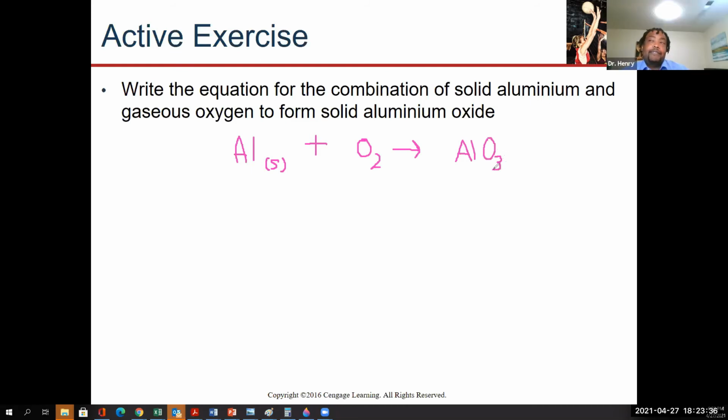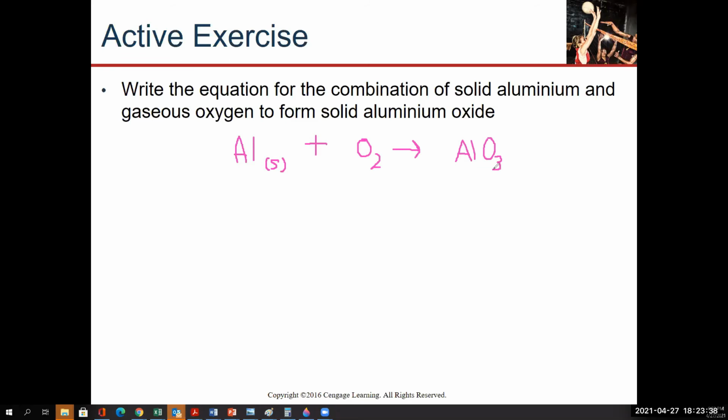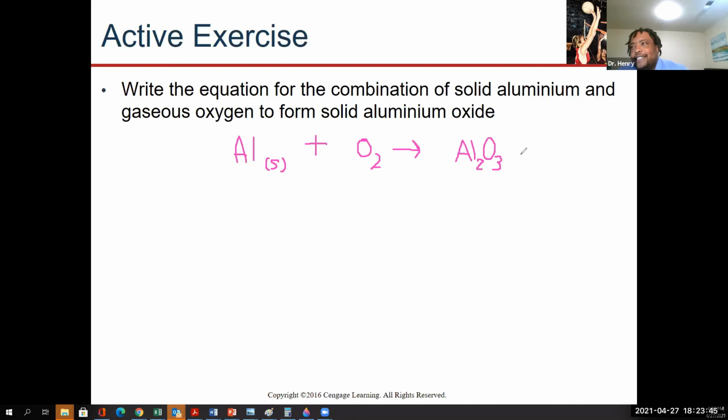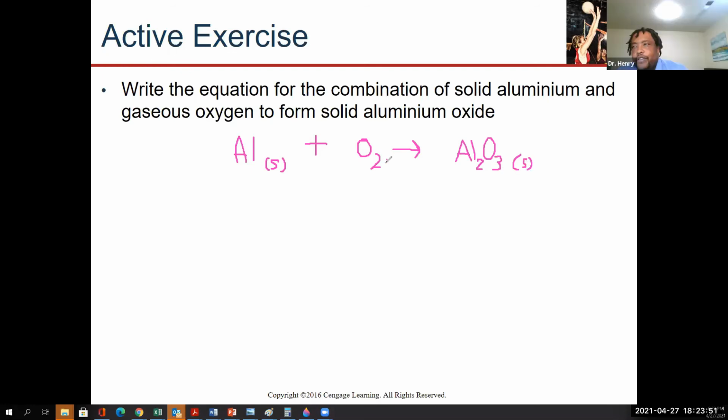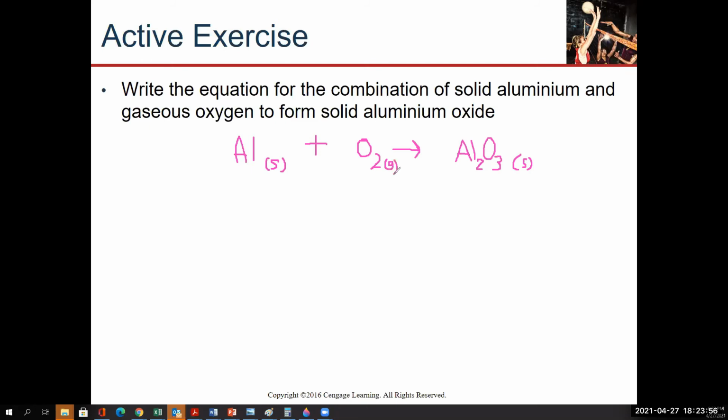Is that right? Or Al2, sorry. That's right. Al2. Solid, liquid, or gas? Solid. Oh, solid. I'm sorry. And we know that this was a gas. Okay. Is it balanced?